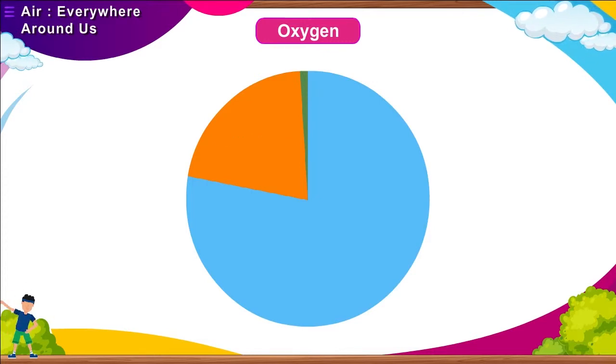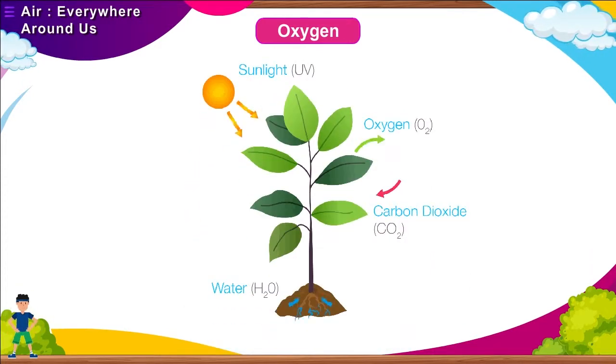21% of the air is oxygen. Plants give out oxygen during photosynthesis. It is oxygen that also helps in burning. To prove this, we perform a simple activity.